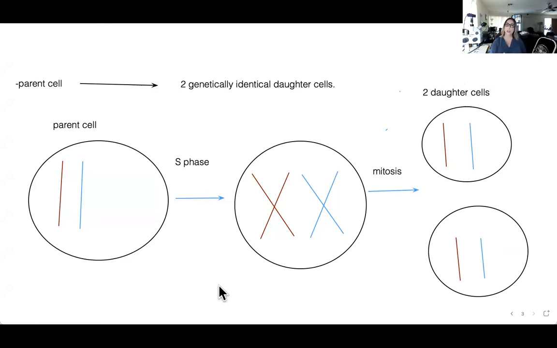Now, I want to clarify something here. I said that these are genetically identical daughter cells. Well, all cells have the exact same DNA, right? Actually, I should say all cells have the exact same genes in them. But the way that these genes are controlled results in different types of cells. Your skin cell has the same DNA as, say, a cell in your heart. But the way that the genes in the DNA are turned on or turned off at different points makes the cell become a skin cell versus a heart cell.